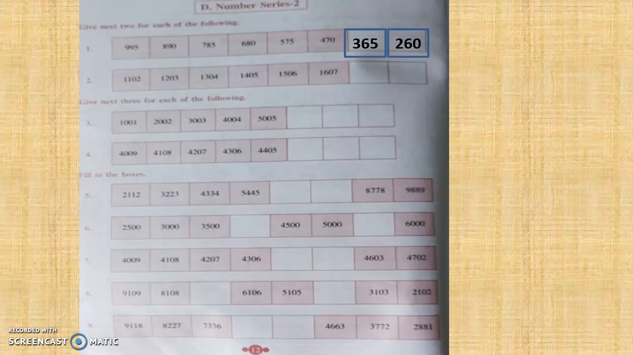It's very easy, right? So first I have to identify what the difference is between those values, and I have to follow the same pattern to identify the next two values.